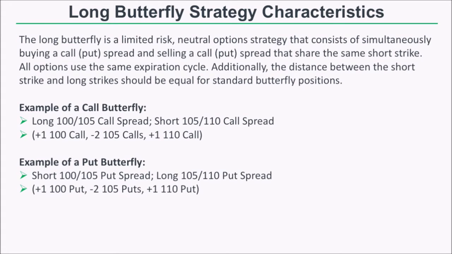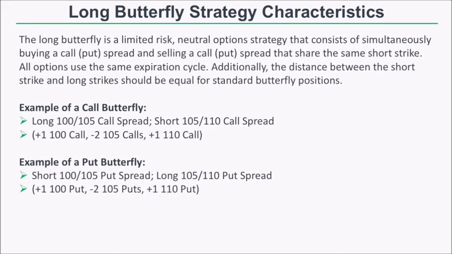So an example of a call butterfly would be to buy the 100-105 call spread while simultaneously selling the 105-110 call spread. As you can see, we're combining a long call spread and a short call spread that share the same short strike, and both spreads are 5 points wide. So this is going to leave us with one long 100 call, two short 105 calls, and one long 110 call.